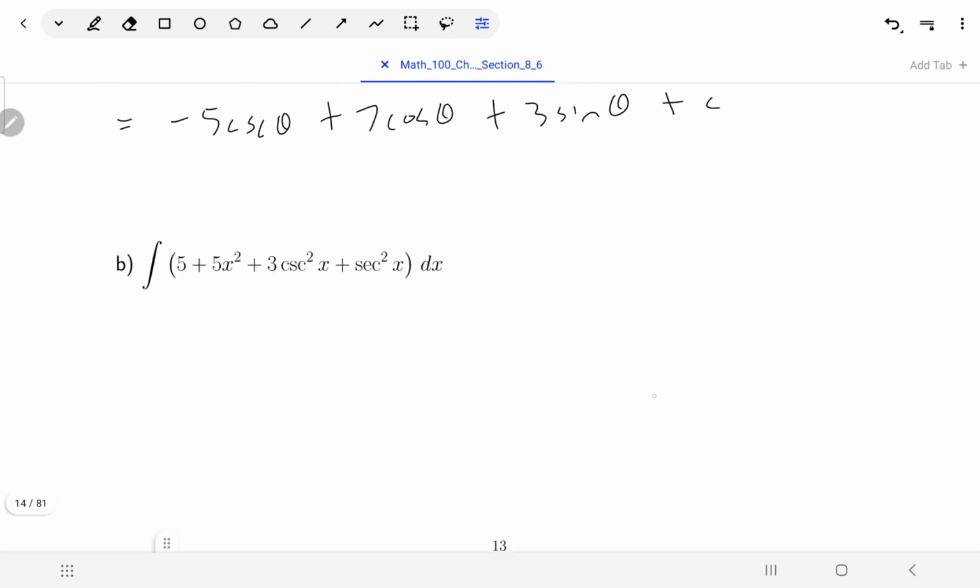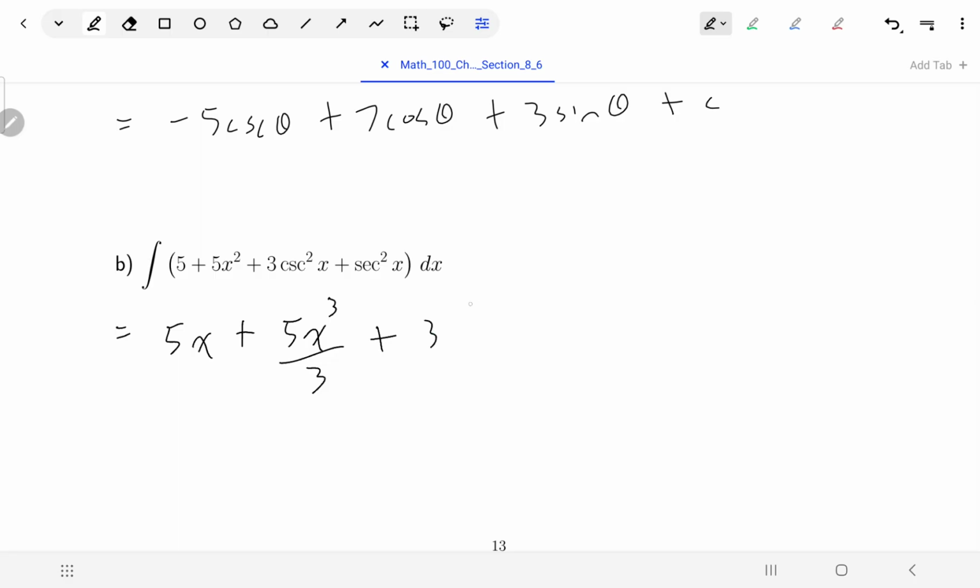And of course, you can also have things mixed and matched together. It doesn't have to be just trig functions. So here you can have polynomial functions and trig functions together. So, for example, starting with the indefinite integral of 5, that's a constant, so it would be 5x. For 5x squared, that's power rule. Add 1 to the power and divide by the power.